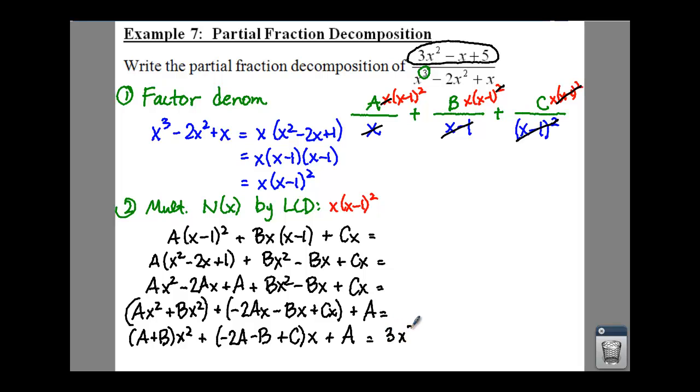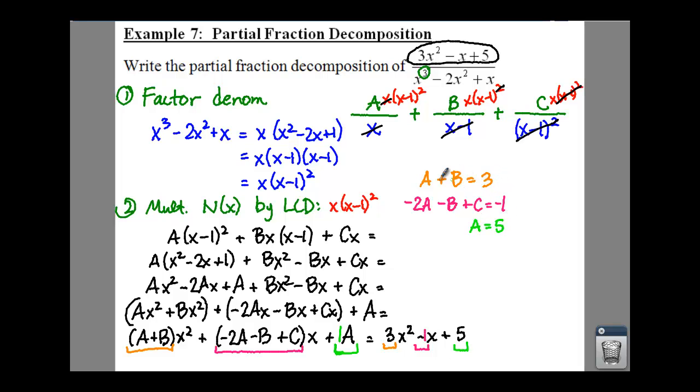So then what we have, 3x squared minus x plus 5, you actually have 3 terms, which means you're going to have a system of 3 equations. So we're going to group together A plus B, and we're going to set that equal to your 3. So we'll say A plus B is equal to 3. And then we're going to group together your next set here, your negative 2A minus B plus C, and we're going to set that equal to the negative 1 you have right here. So you have negative 2A minus B plus C equals negative 1. And then finally, you can put together your constants, so you're just going to say A is equal to 5.